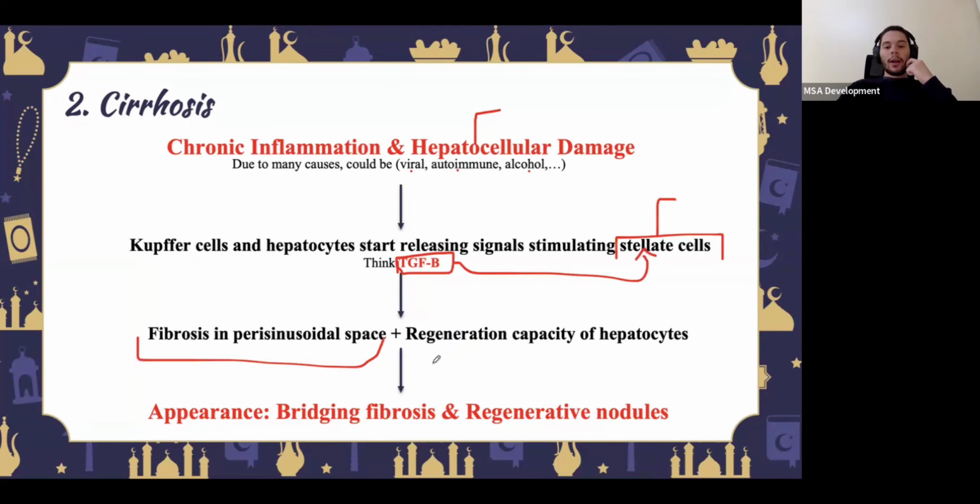Right? Is that it? No. Another ability of hepatocytes is their ability to regenerate.